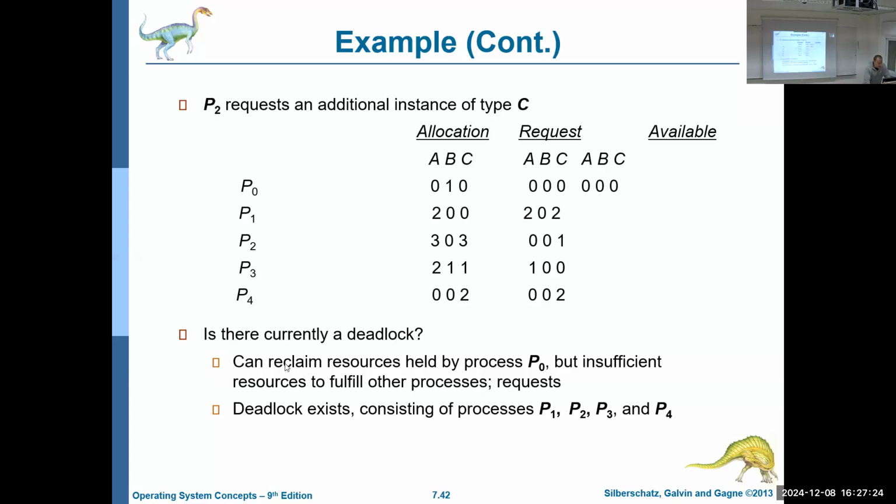So is there currently a deadlock? The question we have to ask ourselves is, can we reclaim resources held by process P0? In this case, we can reclaim the resources held by process 0, but they're insufficient to fulfill other processes' requests. Deadlock exists. What is the deadlock? P1, 2, 3, and 4.